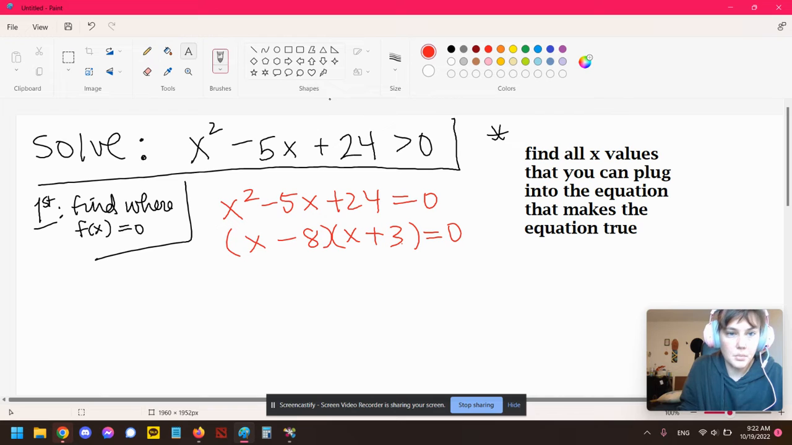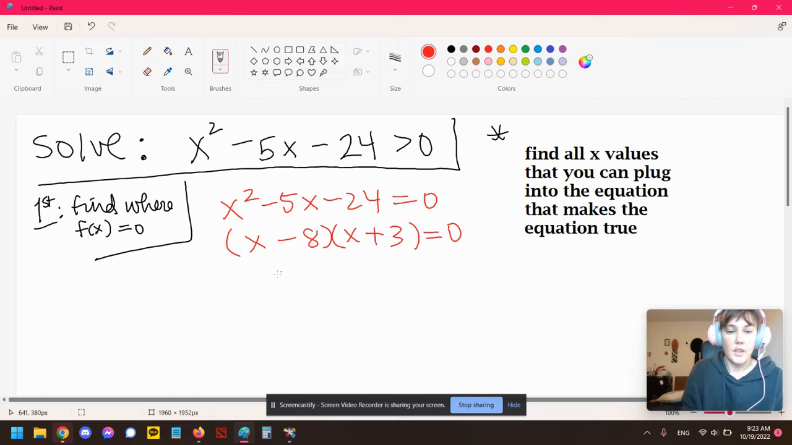Oh, except I've messed it up. Let me change this so it actually works. Let's make this one negative. All right, so if we're looking at x squared minus 5x minus 24, I can factor by doing x minus 8, x plus 3, because negative 8 times positive 3 is negative 24, and negative 8 plus 3 is negative 5.